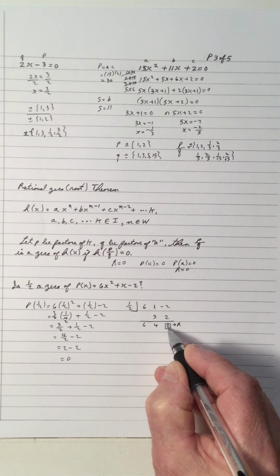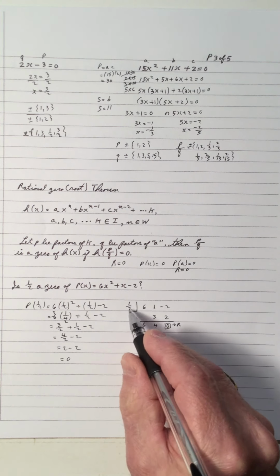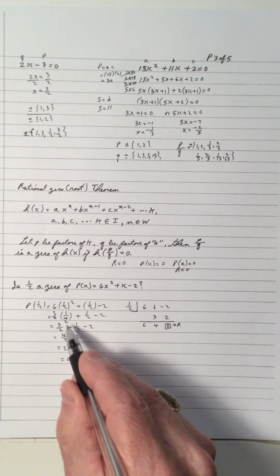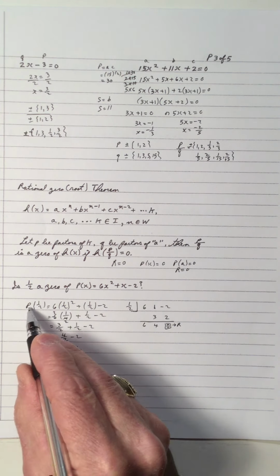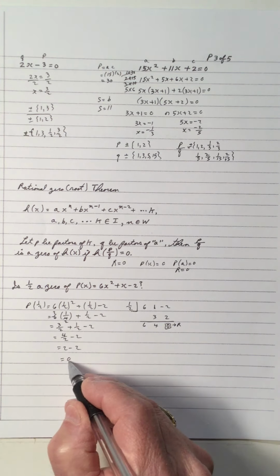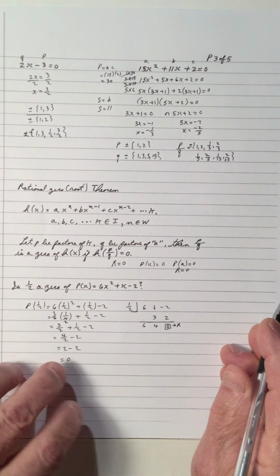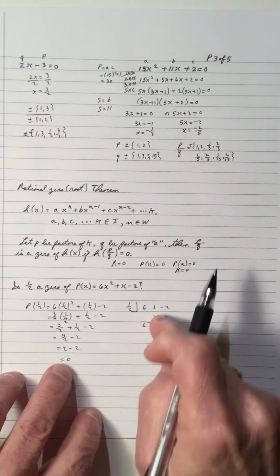So that's a 0 remainder. That means a half is a zero of the polynomial. If we do it this way, by subbing it in, we get 0, because p of a half is 0, then that means it's a zero of the polynomial, or a root of the equation. So you've got two choices. Synthetic division is a fast way to do it.